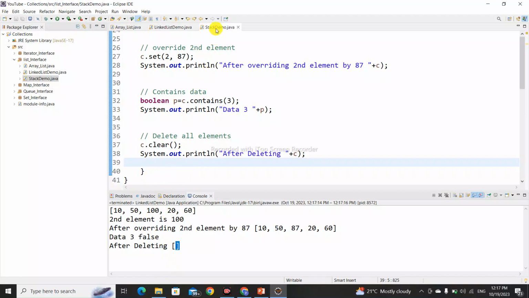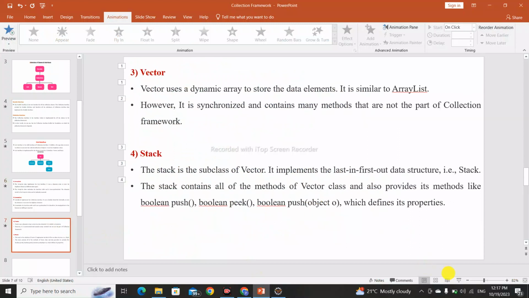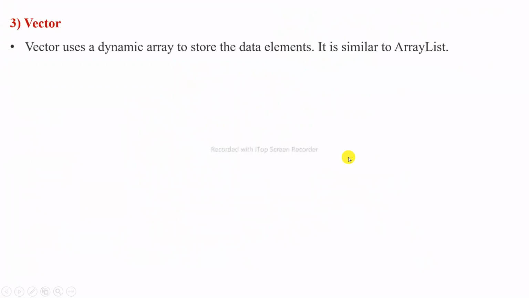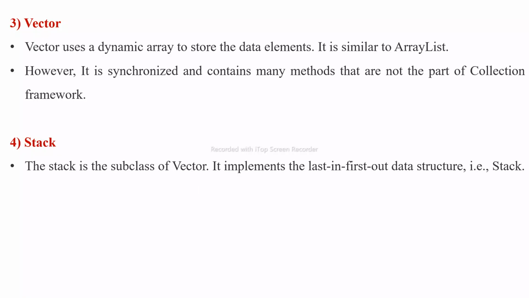Now let's move on to the next part, that is stack. So let me take you through the presentation. So stack, what is stack? Before moving to the stack, let us understand what is vector. So vector uses a dynamic array to store the data elements. It is similar to the array list. However, it is synchronized and contains many methods that are not the part of collection framework.